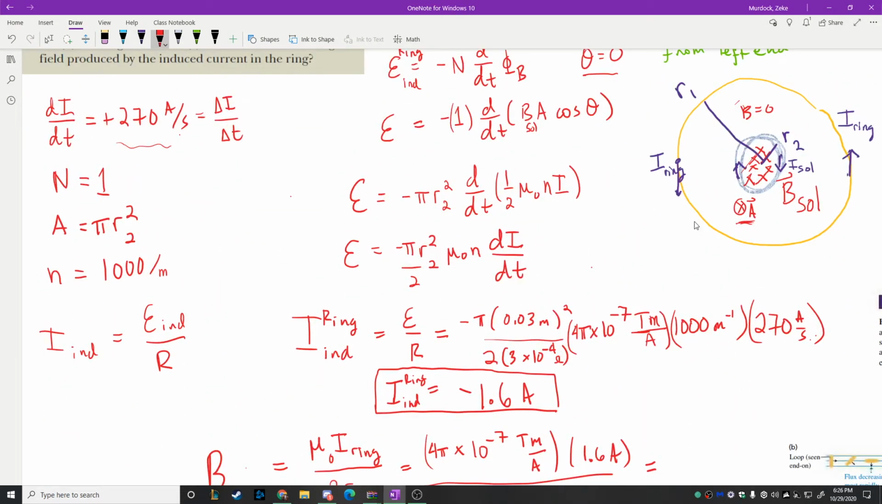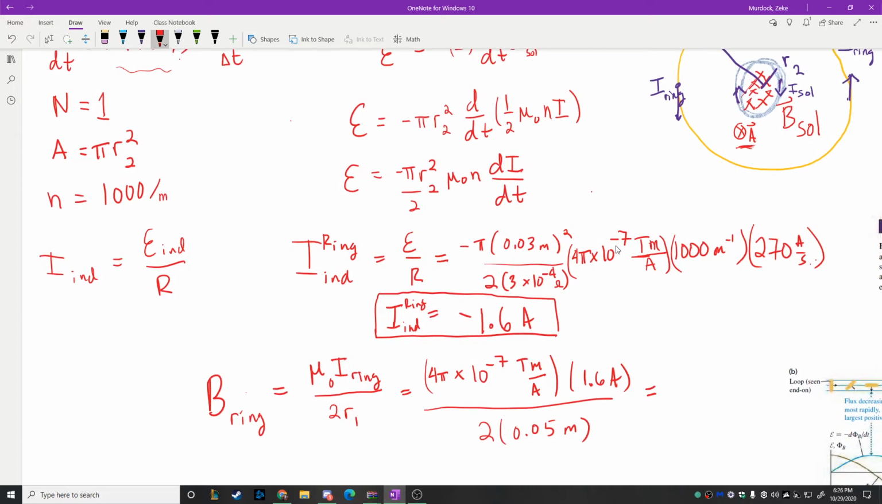And to get the direction, it's kind of hard to show on here, but the magnetic field that's induced by the induced current would be pointing out of the page. So this is going to be pointing out of the page for our answer here.